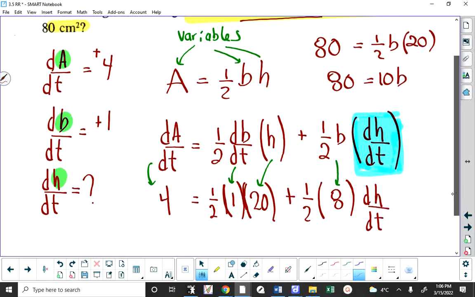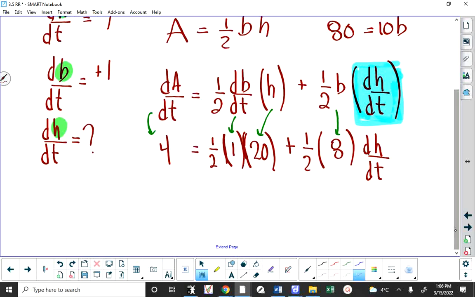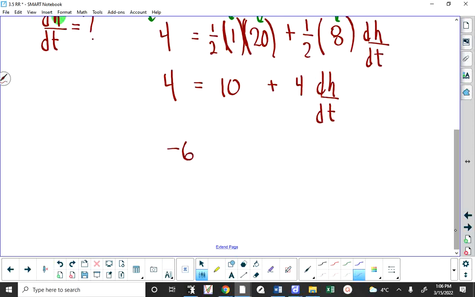So now all that remains is you have to simplify this and then solve for dH dt. 1/2 times 20 is 10. 1/2 times 8 is 4. So then we can take the 4 on the left minus the 10, which is -6, equals 4 dH dt. Divide both sides by 4. So I'm getting -6 over 4, which is -1.5.